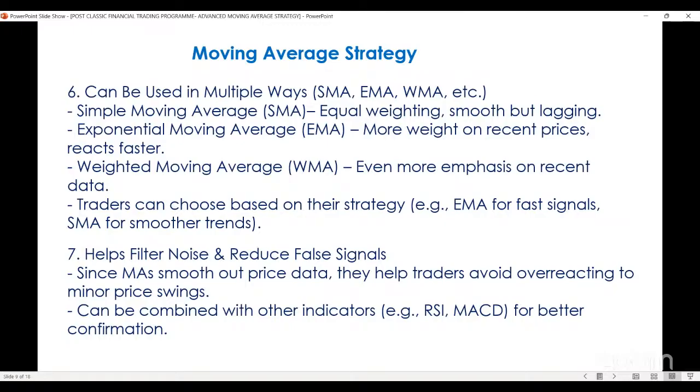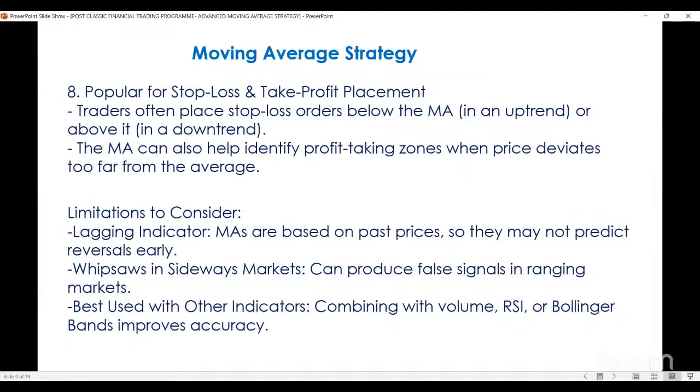Now, it can also help filter noise and reduce false signals, especially for the one we want to discuss now, when you want to combine it with other indicators like maybe stochastic, maybe RSI. So today we're going to see if we can combine it with stochastic so that we can generate a better signal. Now, I'm going to quickly go to number 8, which is also popular for stop loss and take profit placement. What we're going to be doing today is going to give us an edge to use on both stop loss and take profit, and we can quickly see at a glance where to put our stop loss and take profit.